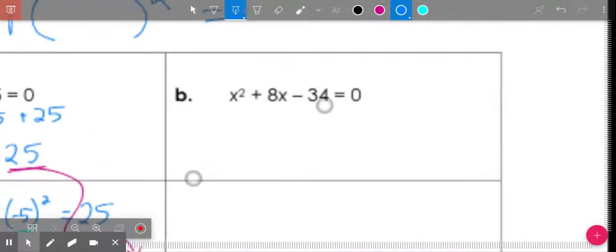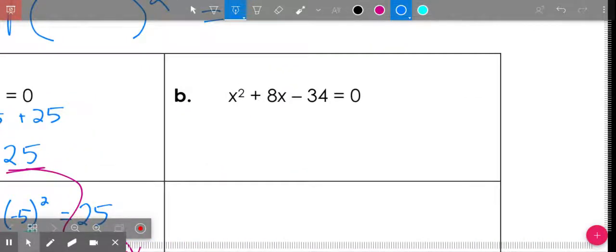So looking at part B. Step number 1 says get rid of the old c value, so we're going to add the 34 over. That cancels out, so x squared plus 8x is equal to 34.